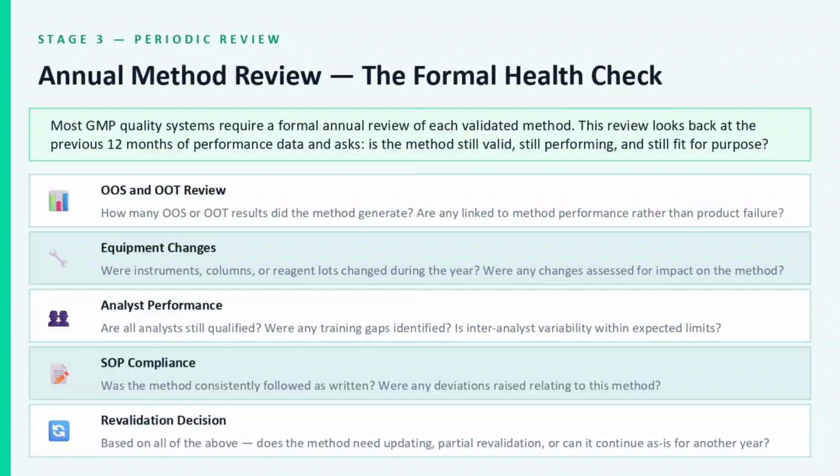Fourth, SOP compliance. Was the method followed as written every time? Were any deviations raised that relate to this method? And fifth, the revalidation decision. Based on everything reviewed, does the method need to be updated, partially revalidated, or can it continue unchanged for another year? This annual review is often what FDA and EMA inspectors ask to see during an inspection.